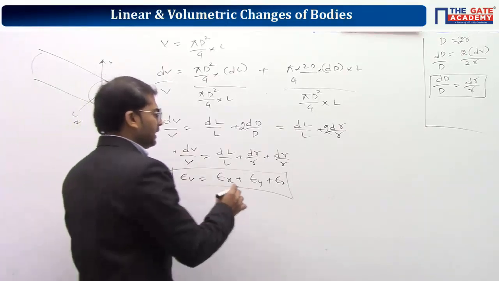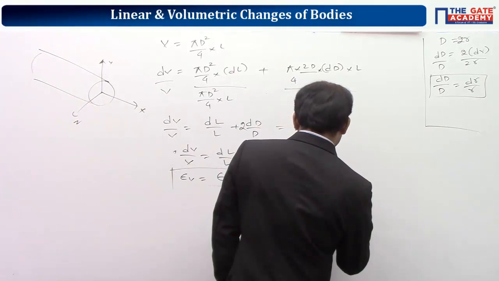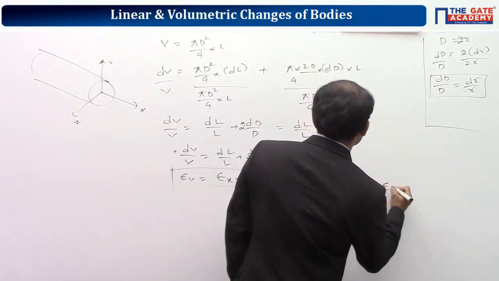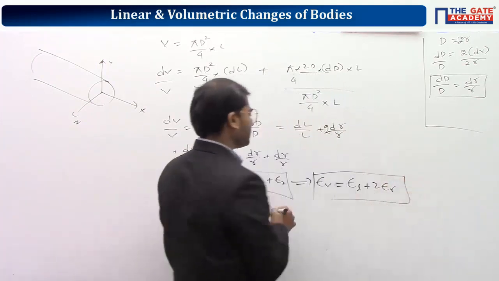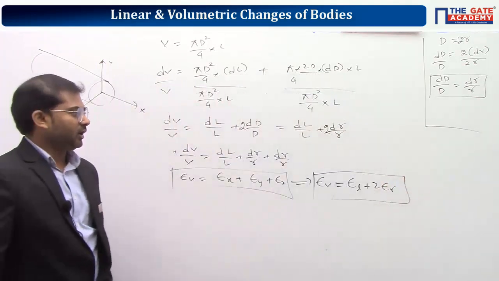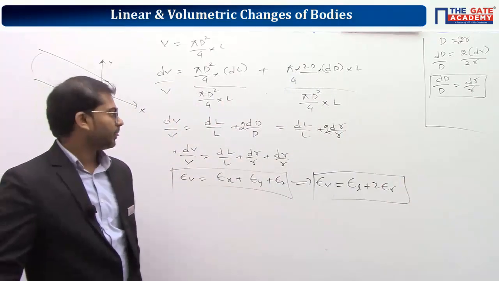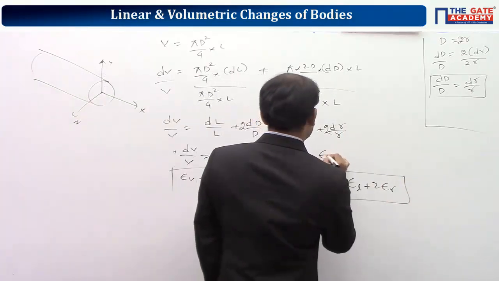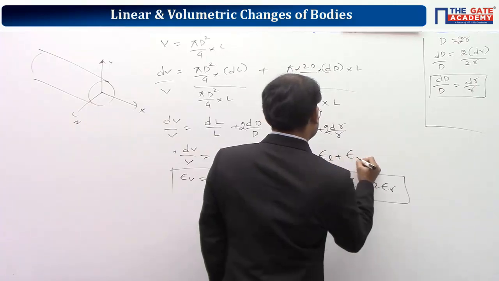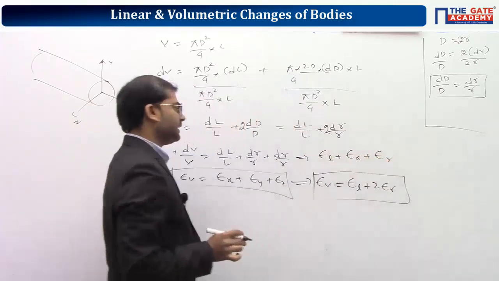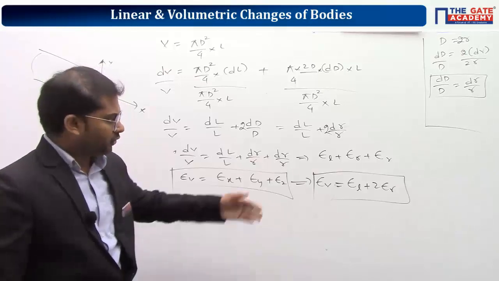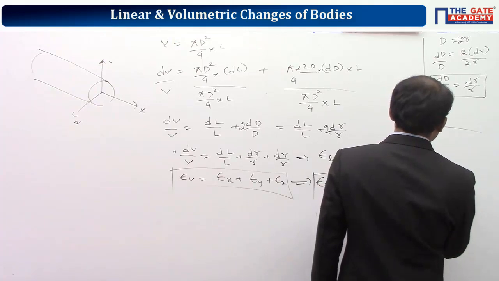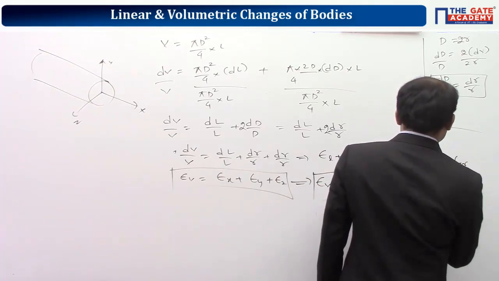Understood? But generally it is written as epsilon V is equal to epsilon L plus 2 into epsilon R. Instead of writing in terms of x, y, z, it's written in terms of notations of length and radius. Okay? So y and z are strains along radial direction. So this equation, as we don't use any Hooke's law condition, is valid for all cases.